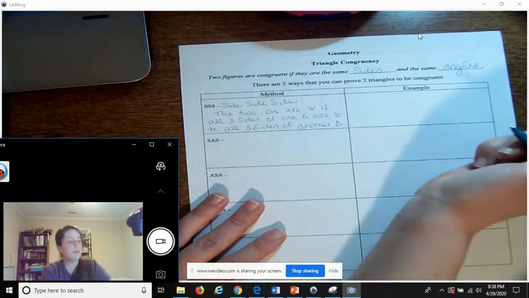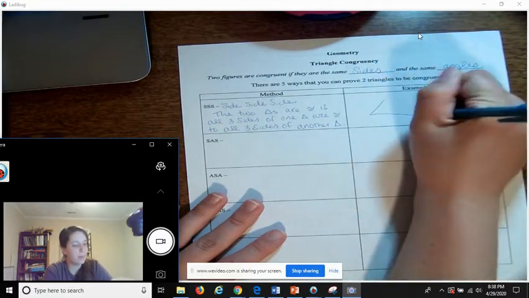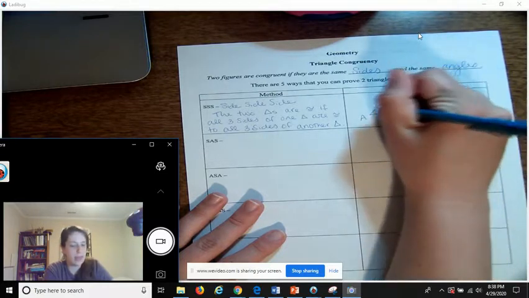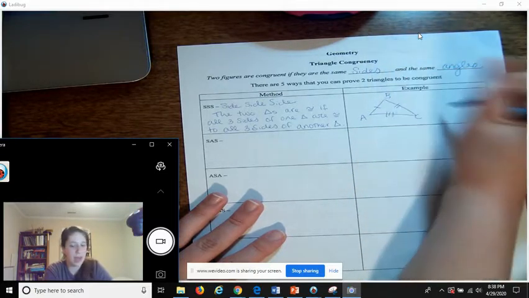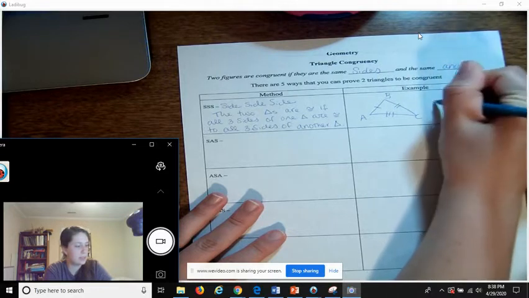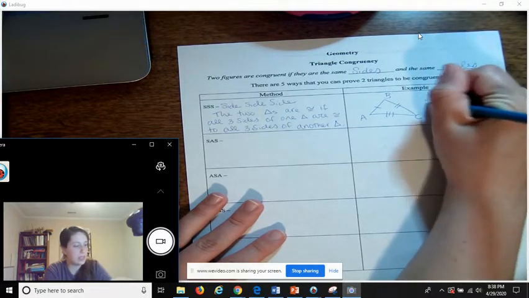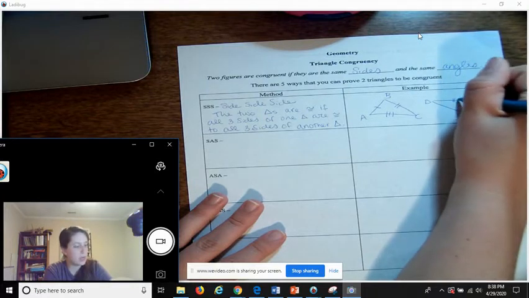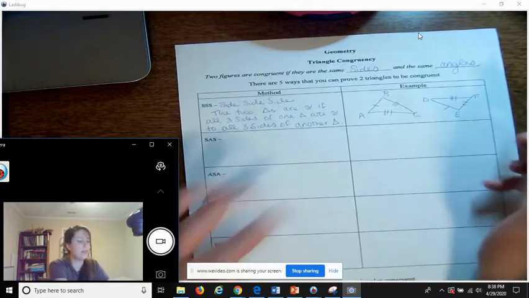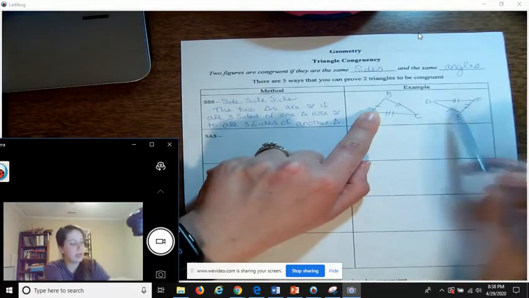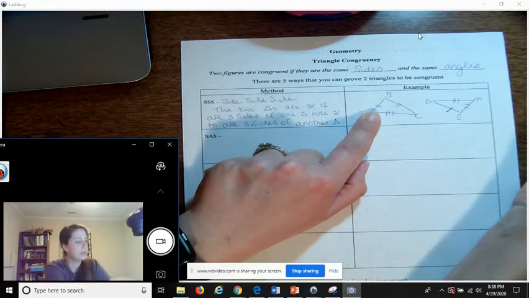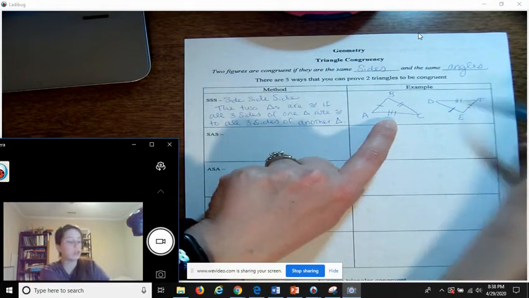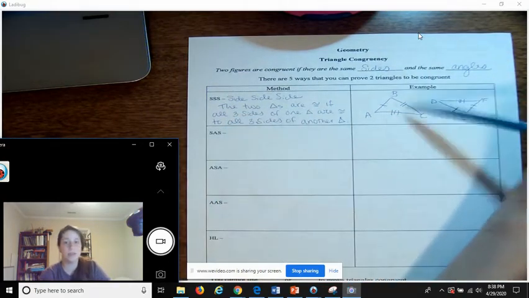Okay. For example, maybe I have triangle A, B, C, and then we are given that triangle DEF has these sides that are congruent. So that means that this side corresponds to this side in this triangle. This side corresponds to this side, and this side corresponds to this side. These 3 triangles are the same because we have 3 corresponding pairs of sides.